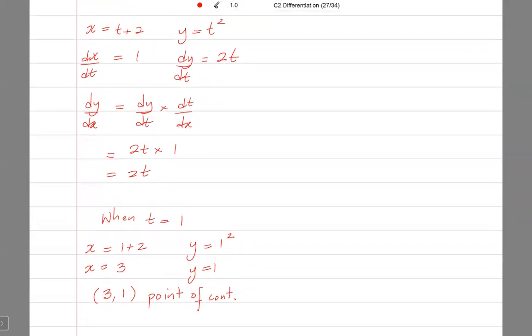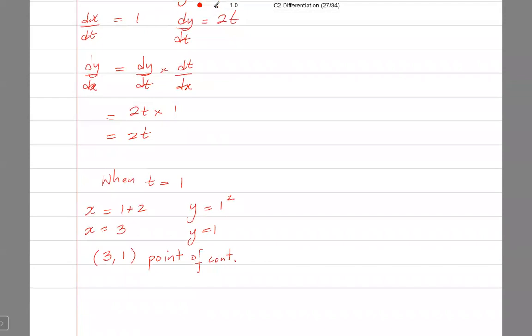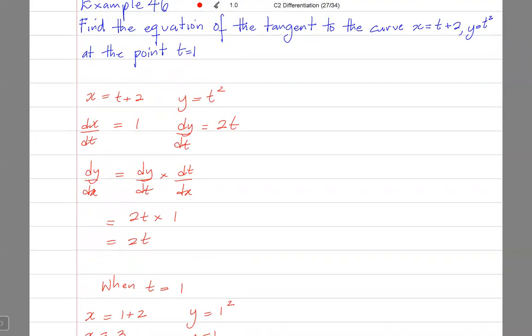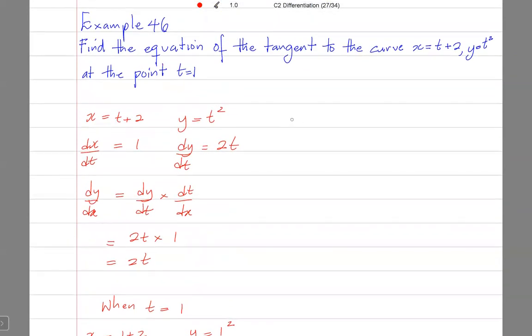Now I'm ready for the equation of the tangent. dy by dx, which is the gradient, would be equal to 2 times 1, which would be equal to 2. Now, the equation of the tangent is given by the formula y is equal to m into x minus x naught plus y naught. The input for this equation is m, which is 2, and x naught, y naught, which is the point 3, 1.